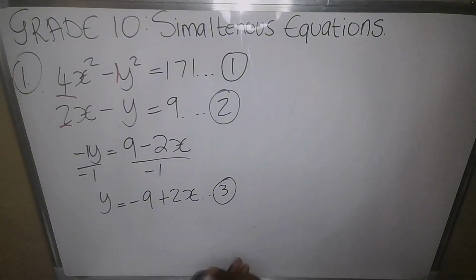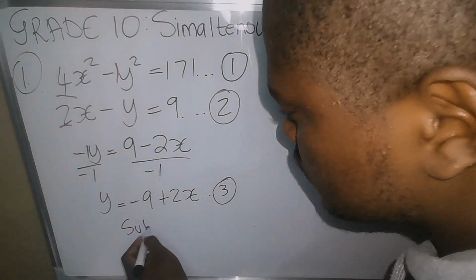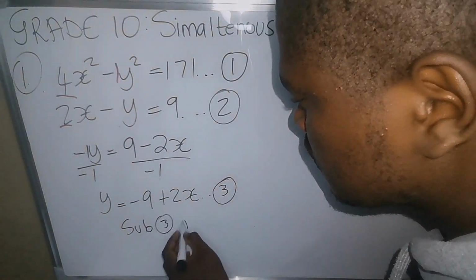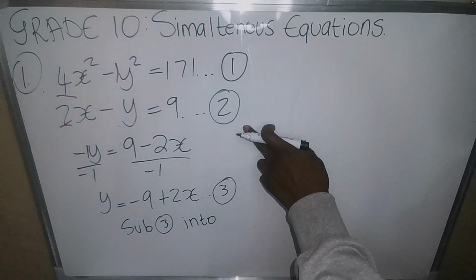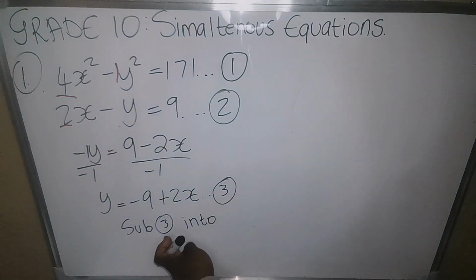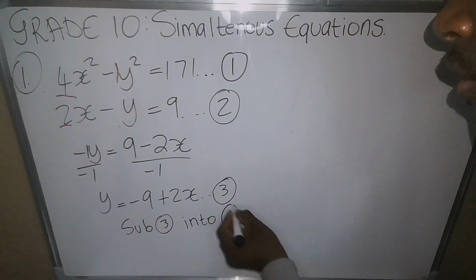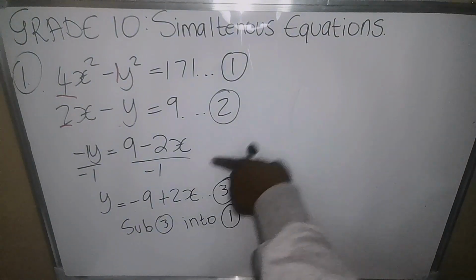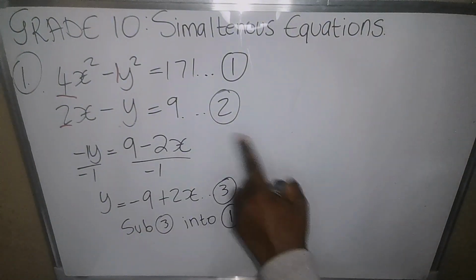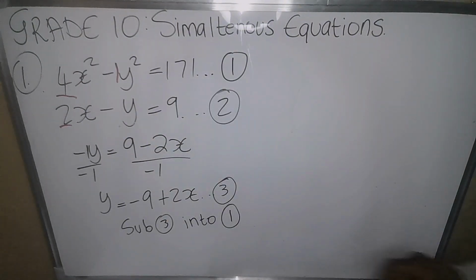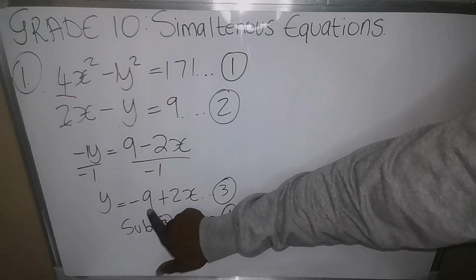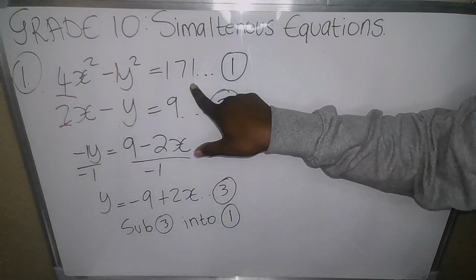Then after you've created the third equation, you must substitute it into the other equation. Here we used equation number 2 to create the third equation. So substitute equation number 3 into equation number 1. Now, where I see y, I put in -9 plus 2x on my equation number 1 here.